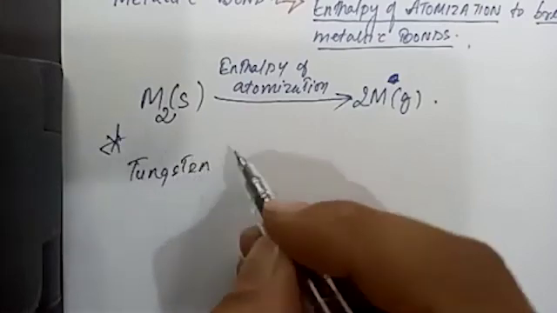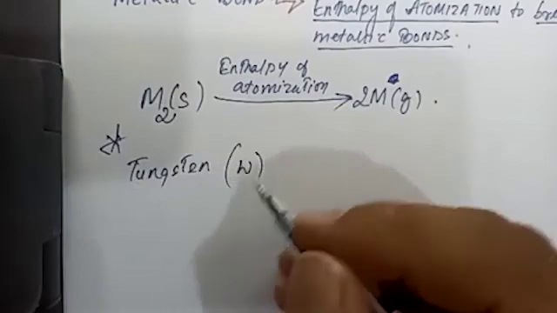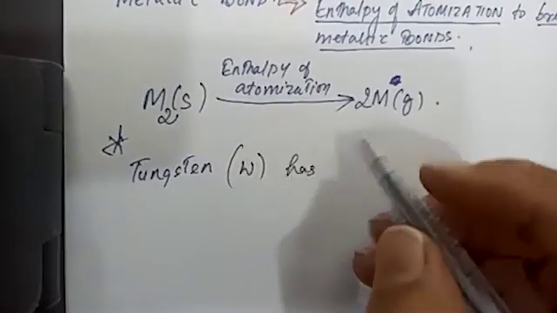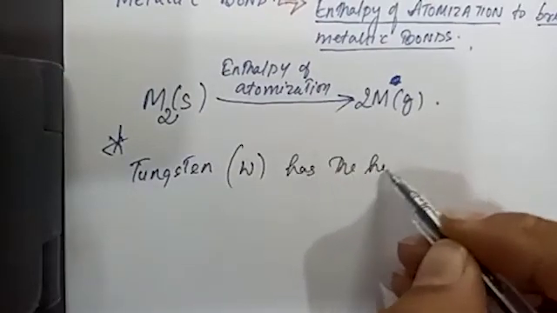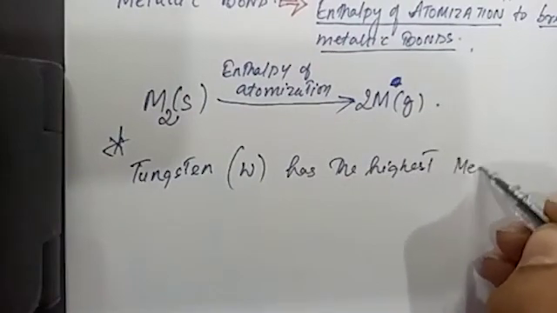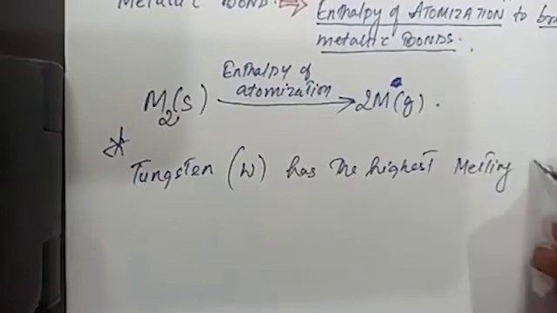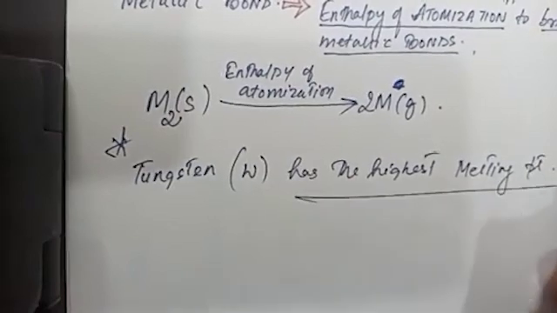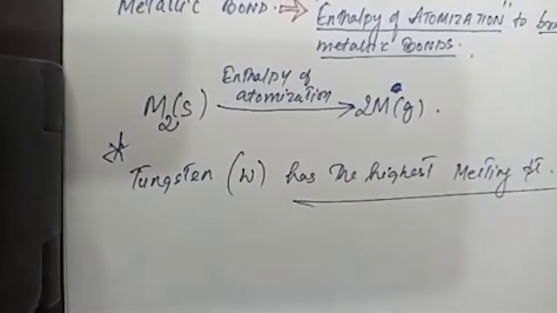Tungsten, which is represented by W, has the highest melting point. Tungsten has the highest melting point. Fine.